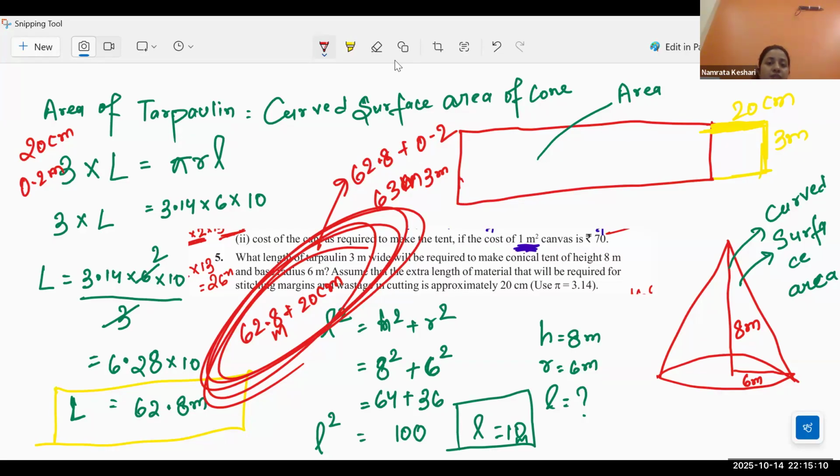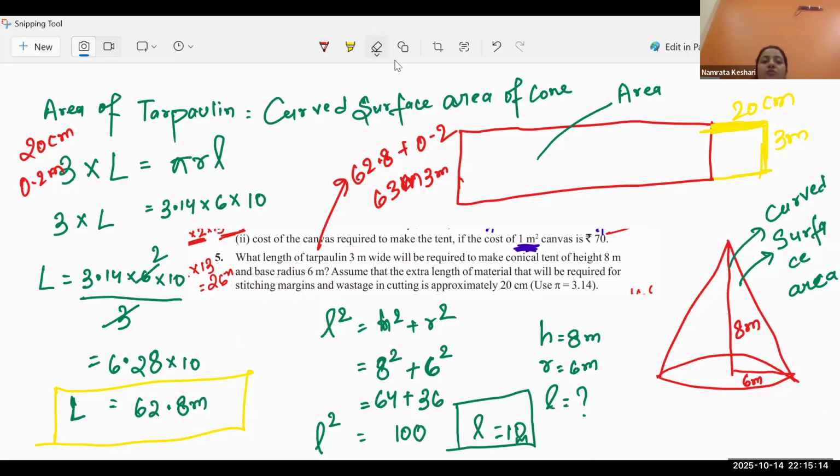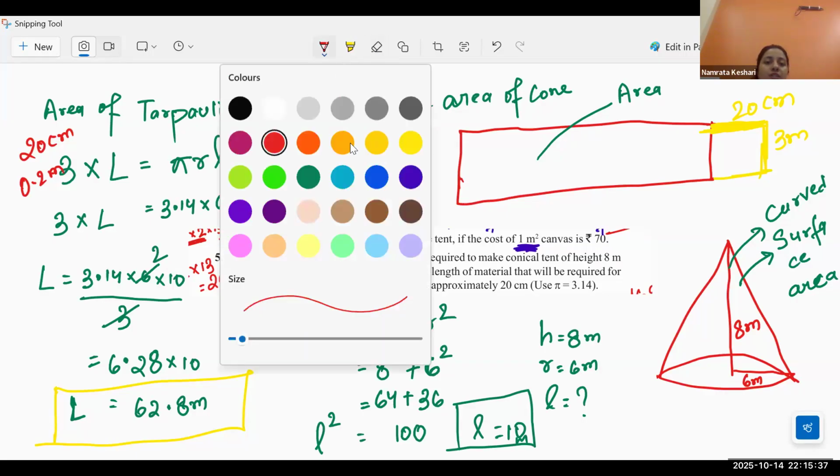Okay, so I'll write the last statement. We are almost done over here. Now I will write the actual length of the tarpaulin sheet is equal to 62.8 plus 20 centimeter. You need to change it and write it as 0.2 meter, and which will be 63.